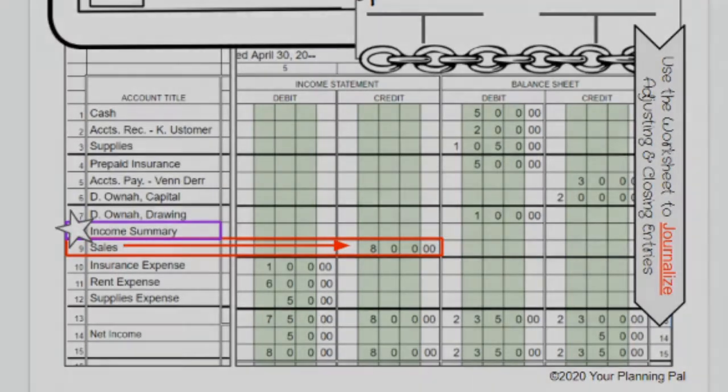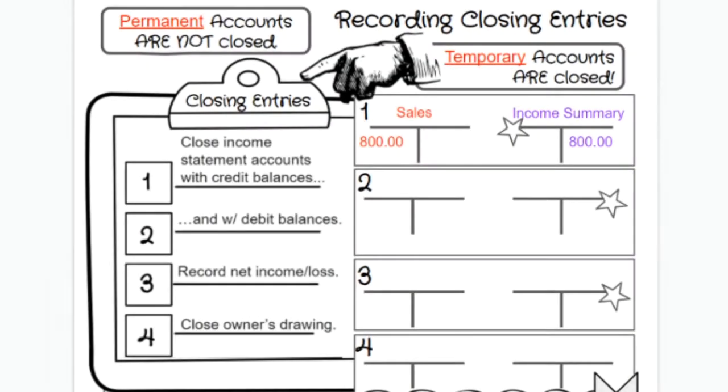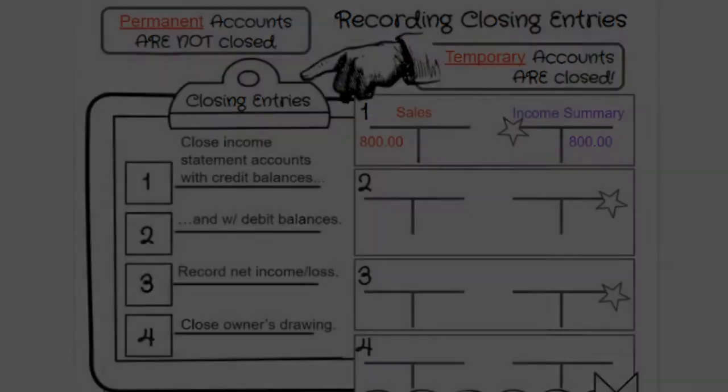So back up to the T account. Sales is a credit. So to close it, we're going to make that same amount a debit. So sales is a debit of $800 to close it. And then that income summary account, remember, is all about just accepting the closing entries so that it can be transferred into the capital account at the end. So we've got income summary then is the matching credit to the debit that closes sales.